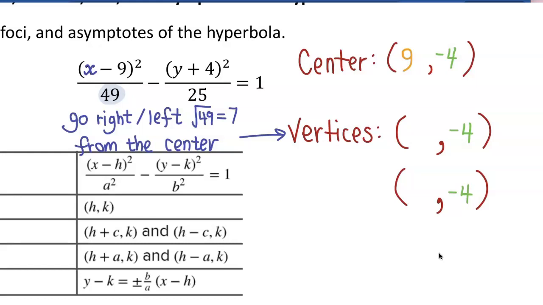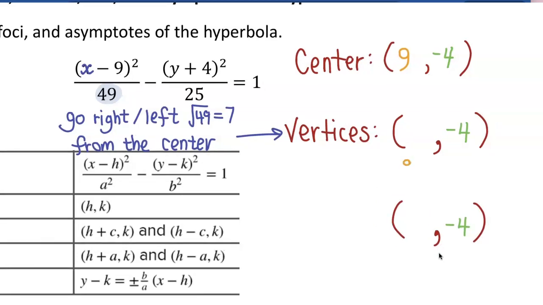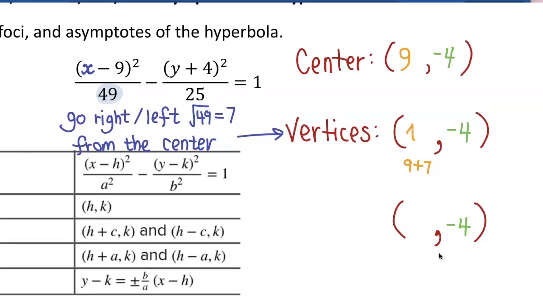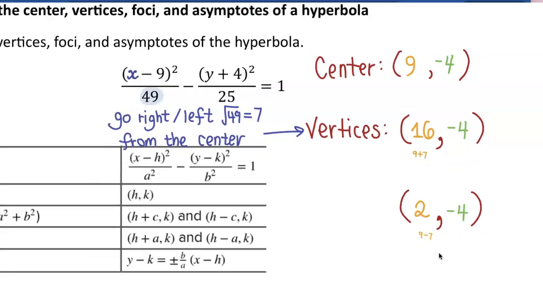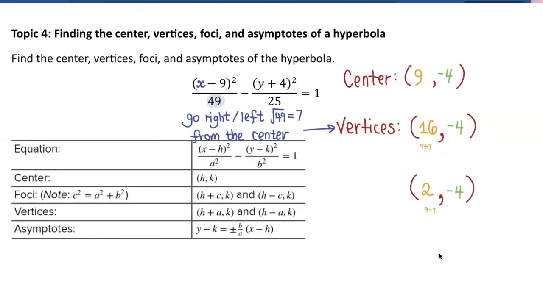So let's figure out the x coordinates. If you start at 9 and go 7 to the right, the x coordinate will be 16 for the vertex. But if you start from 9 and go 7 to the left, the x coordinate of the vertex will be 2. So add or subtract that number to the x coordinate to find the vertices. Okay, so we got it.